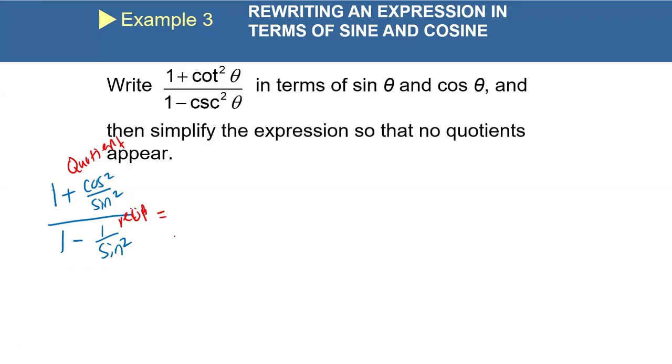All right, next, it wants you to simplify. Simplify means to reduce all fractions and get down to one single fraction if possible. Okay, in your numerator, how can I make that into one fraction?